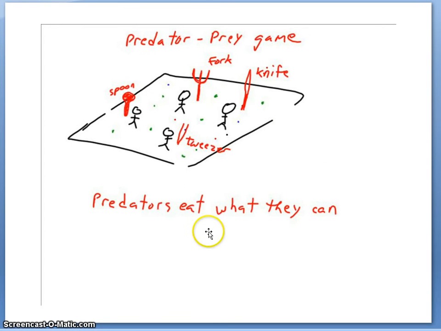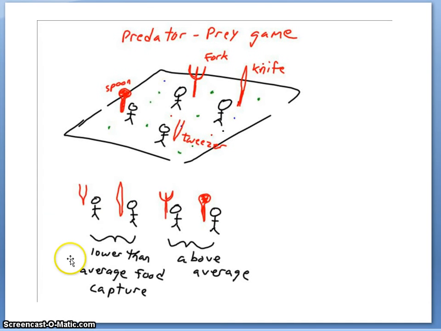So, in the game, in a given amount of time, predators have to just go out and capture as much prey as they can. And remember, if you're a predator, you had to capture an above average amount of food in order to stay alive. Those who captured a lower than average amount of food are going to be eliminated. If you captured above average amount of food, you remain alive.